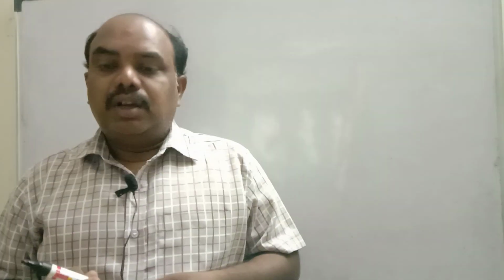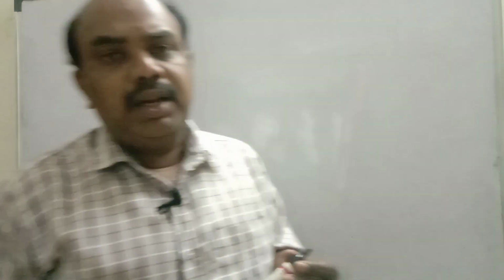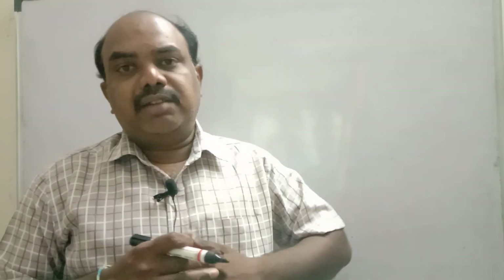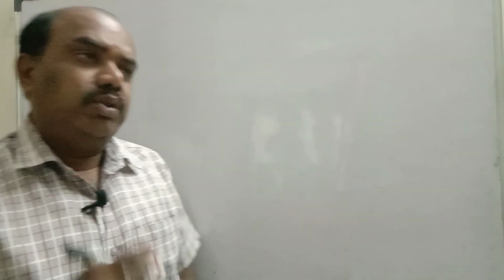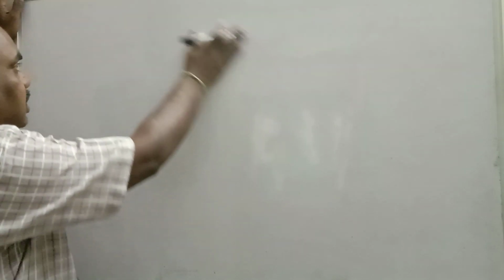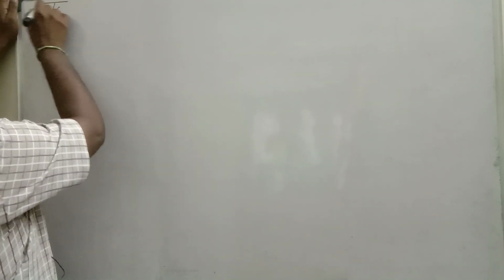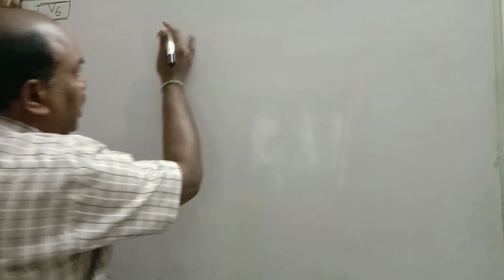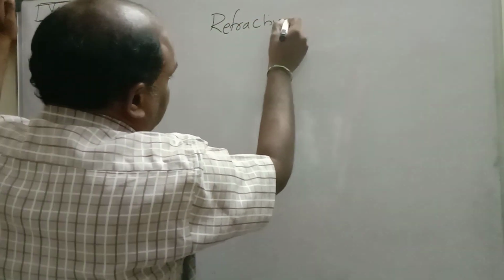Hello children, today we will see the next video, the sixth video in Human Eye and Colourful World. We will see what refractive index is, how to find it, what it is used for, what its unit is, and where exactly we use this term. This is video number 6, Human Eye and Colourful World. Today's topic is refractive index.